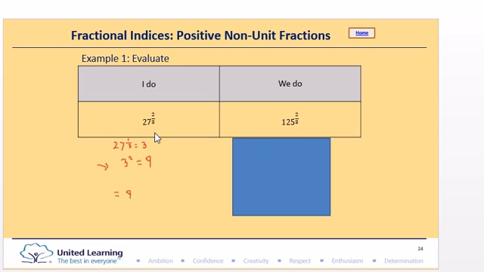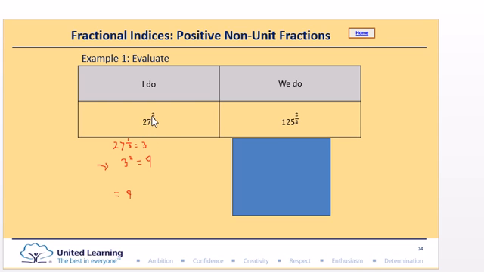The first thing and the best thing to do is look at the denominator of the fraction, which is 3. Remember that a 3 on the bottom, the denominator of the fraction, the power of a third, means we find the third root, the cube root. So apply that one first. Let's get rid of the 3 by doing the cube root of 27. That equals 3.